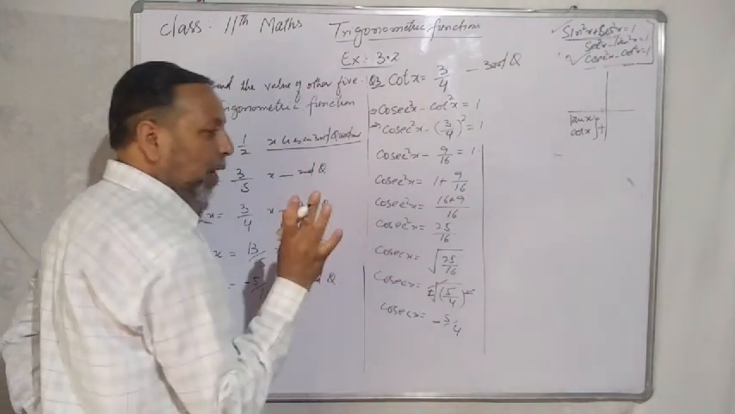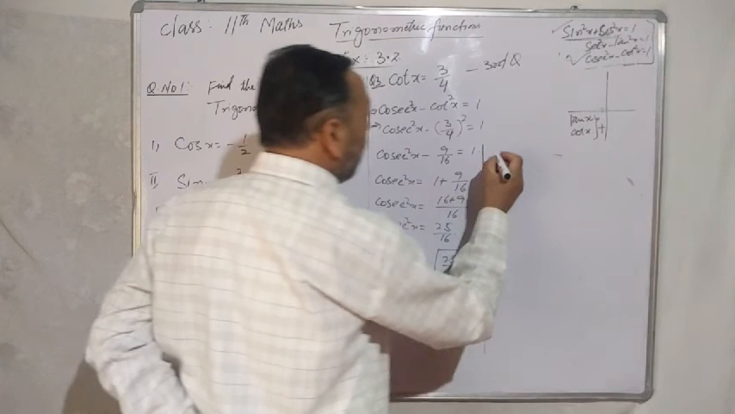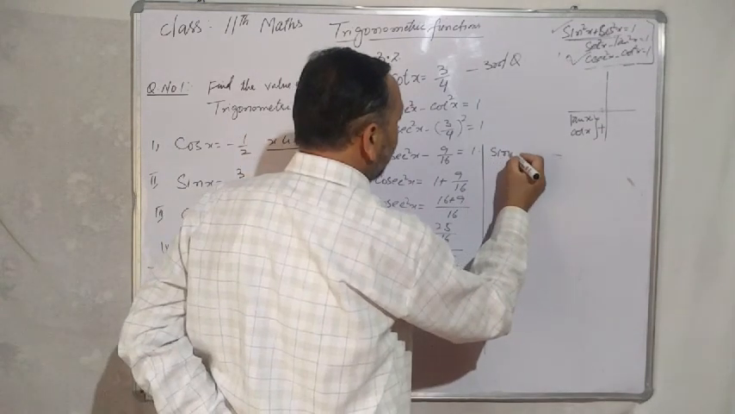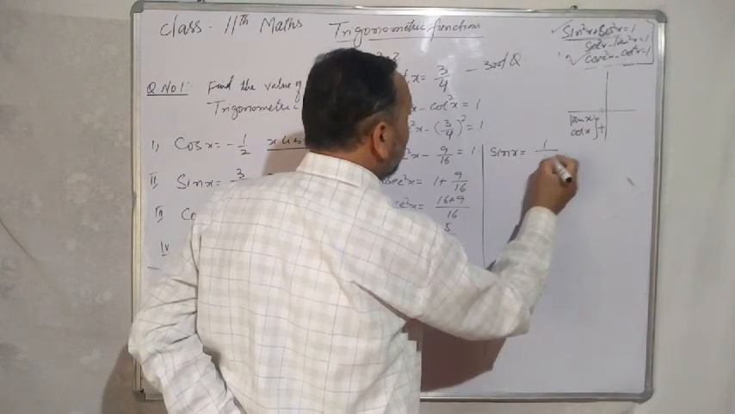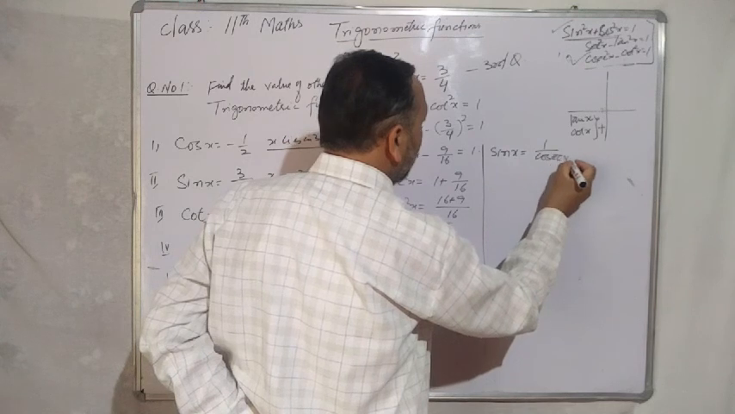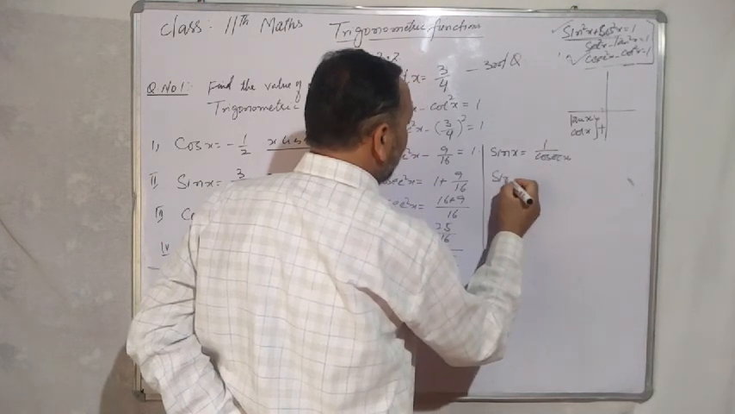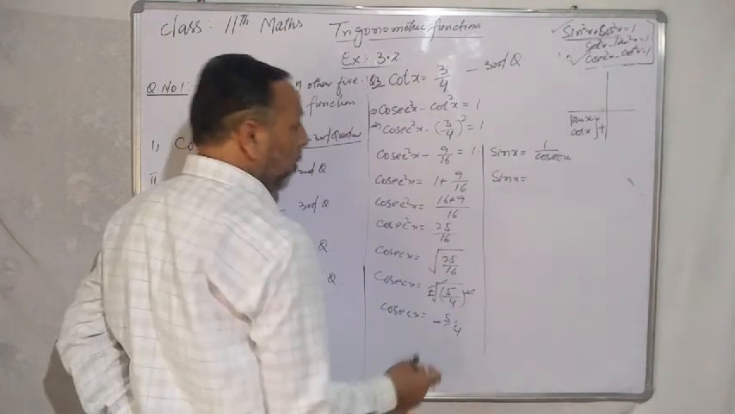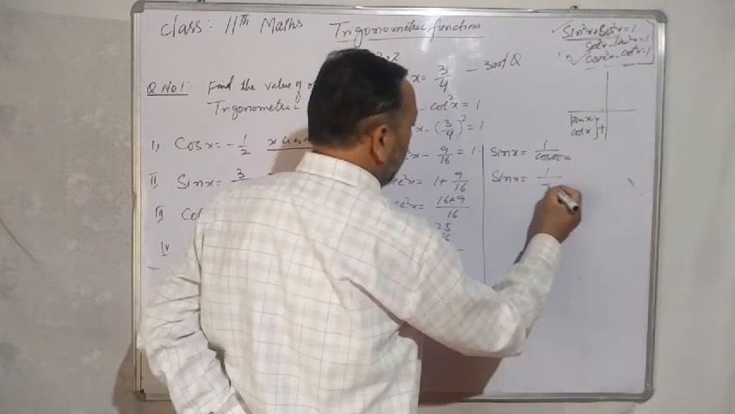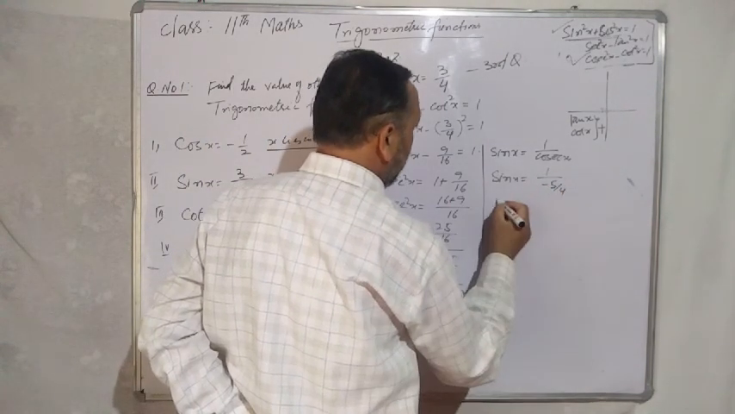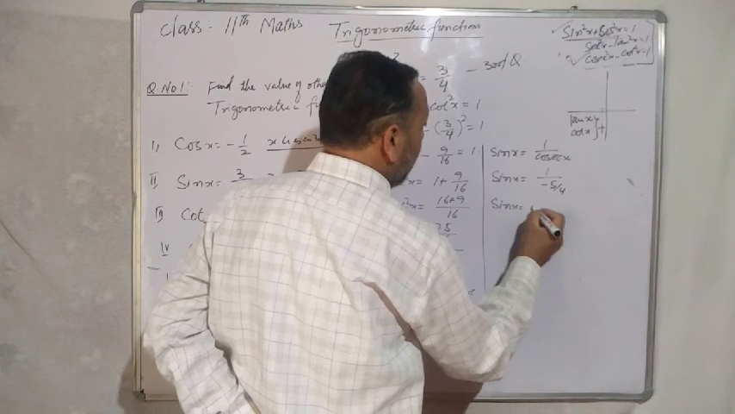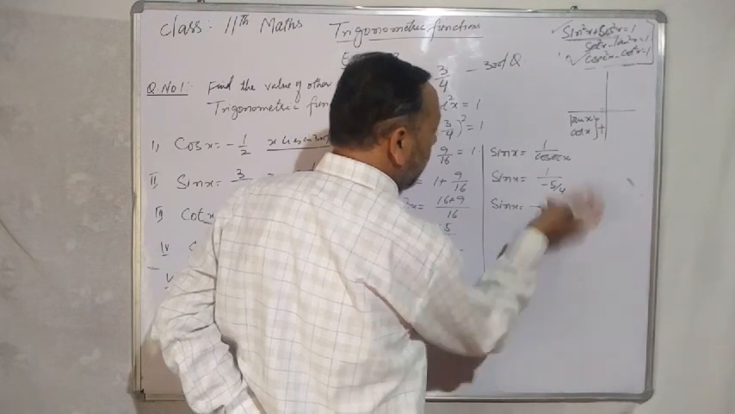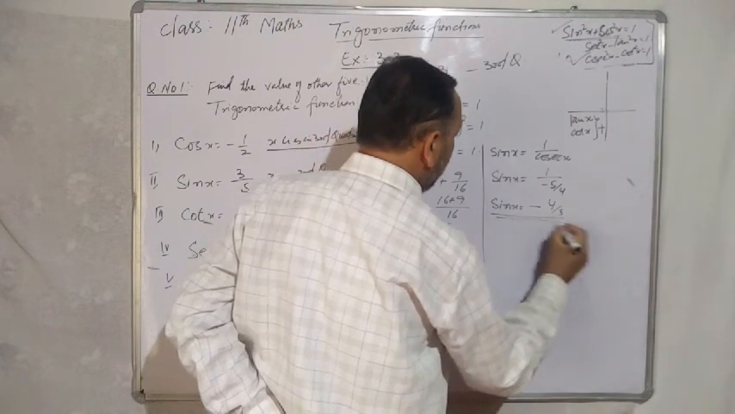तो cosec x मुझे आया, अब मैं निकालूंगा sin x. Now sin x is 1 by cosec x. It means sin x is equal to 1 by minus 5 by 4. It means sin x is equal to minus 4 by 5. इसका उल्टा कर दो तो 4 by 5 निकला sin.